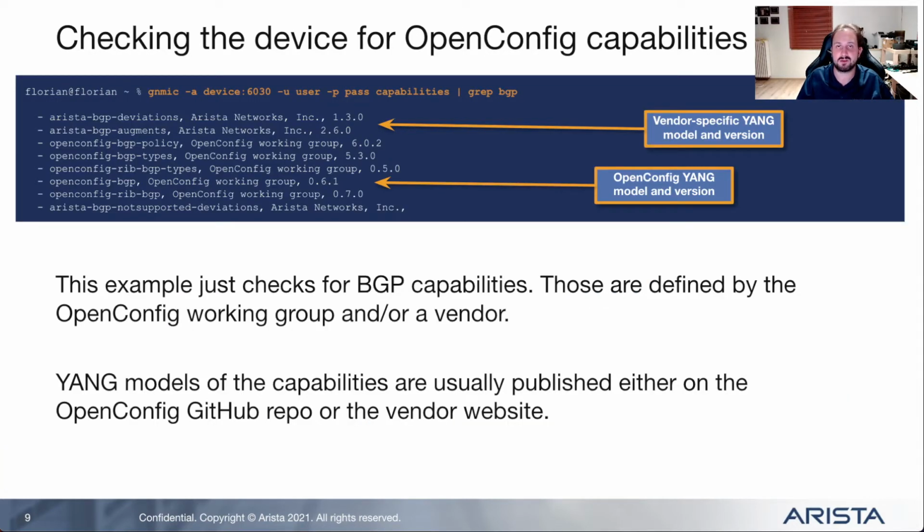So let's have a look what kind of OpenConfig capabilities our device supports for BGP. In this example, you can see the implementation of OpenConfig Yang models, as well as some vendor-specific ones. In addition, you can also see the version of the supported model. The vendor-specific Yang models are usually published by the vendors themselves. In Arista's case, you will find them on GitHub.